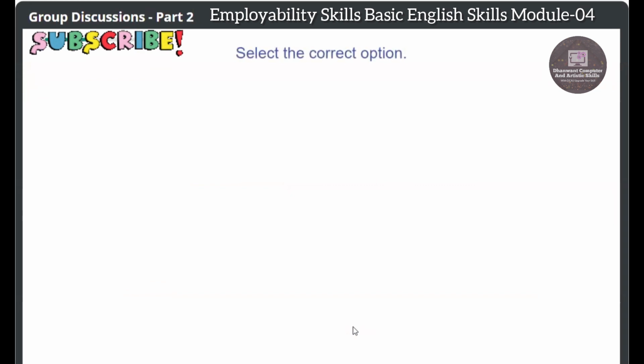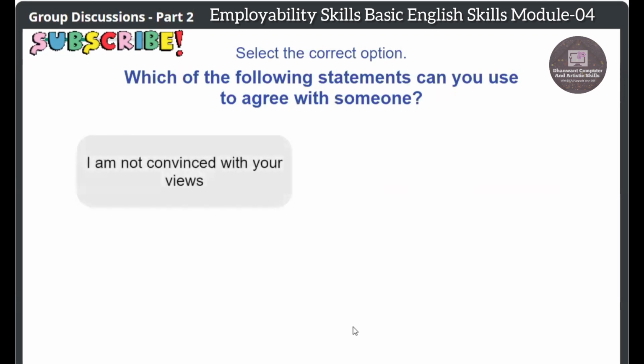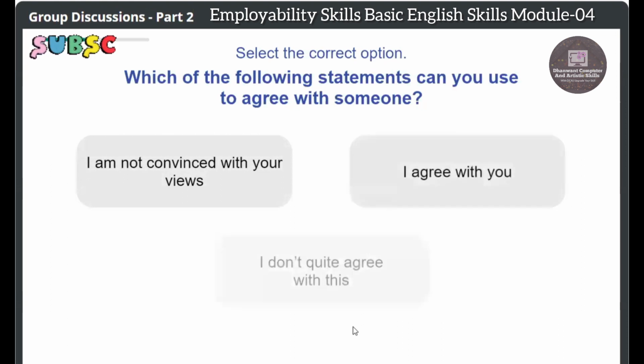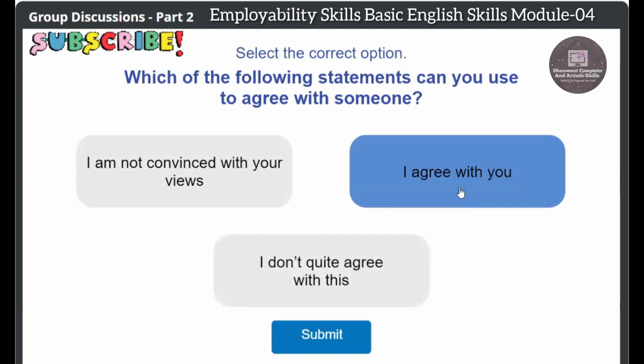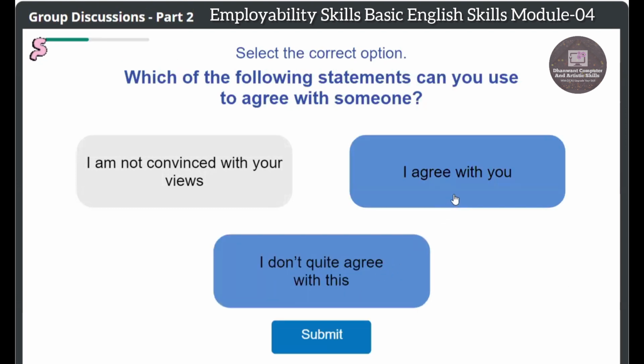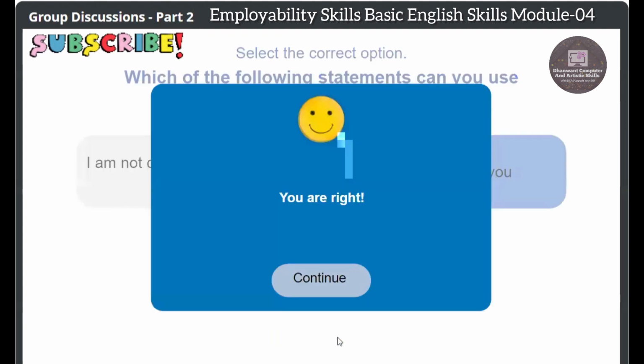Select the correct option. Which of the following statements can you use to agree with someone? I'm not convinced with your views. I agree with you. I don't quite agree with this. You're right.